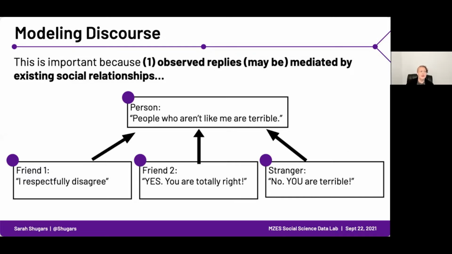Because if you do observe a response between two people, how you respond to somebody might change based on whether you know that person or whether they're a total stranger. So again, there's reason to think that this social relationship that goes into this discursive system might influence what this looks like.